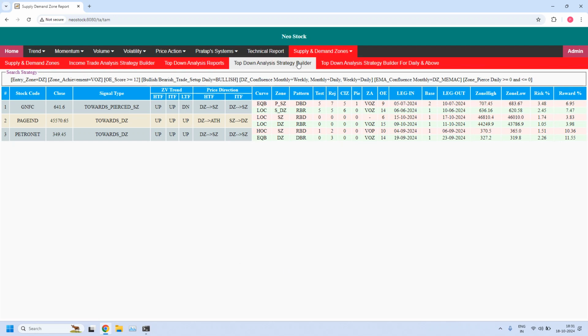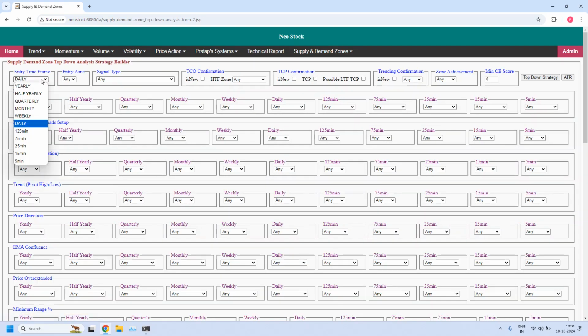Next, the bearish trade setup for monthly income trade. The entry time frame is daily, and the entry zone is the supply zone. In bullish or bearish trade setup at daily, this time we are selecting bearish. Entry time frame bearish means we are instructing our software to generate bearish trade setup stocks. But those bearish trade setup stocks we have to filter with 3 filters.